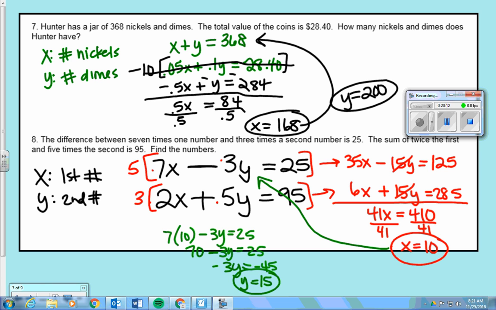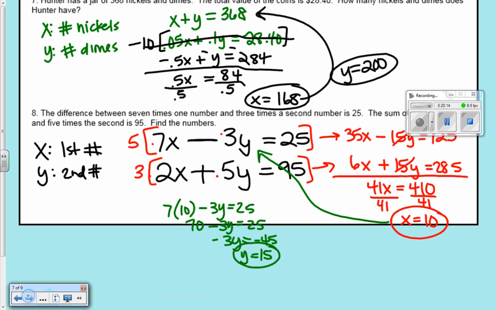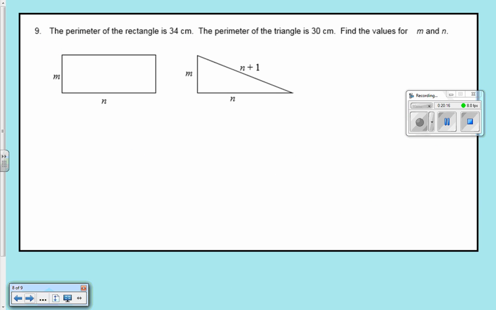All right, I think one last problem. Okay, good. I like this one. All right, so the perimeter of the rectangle is 34. Perimeter of the triangle is 30. Find the values for m and n.